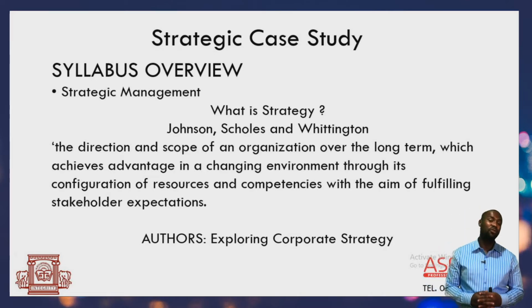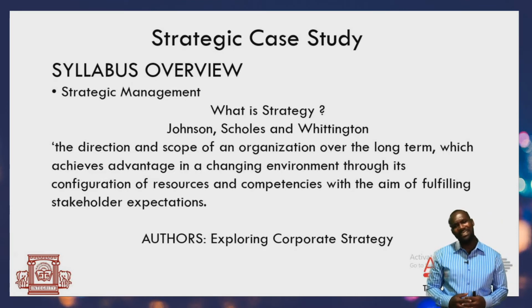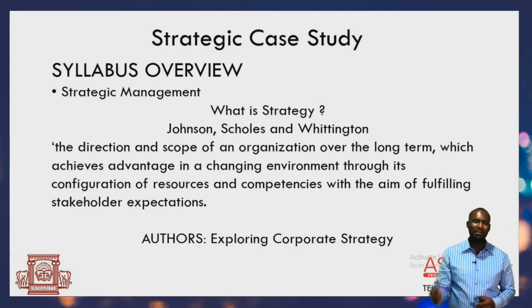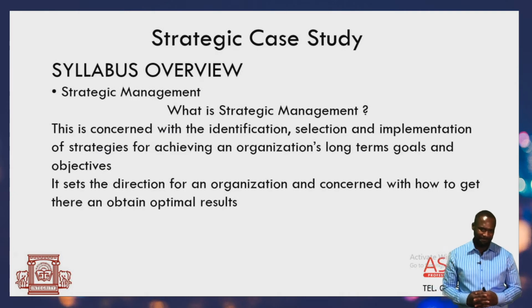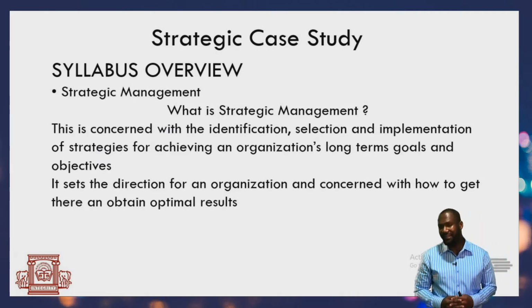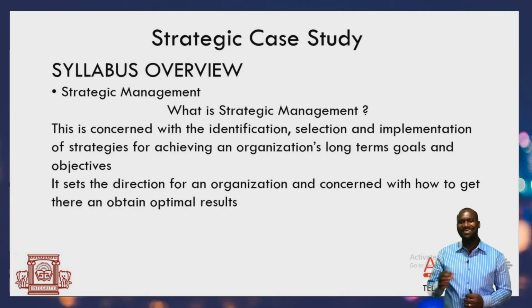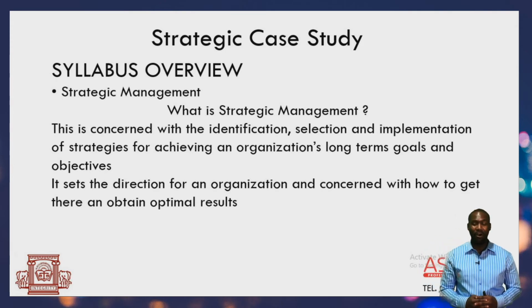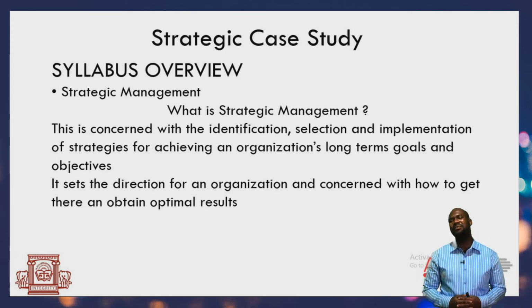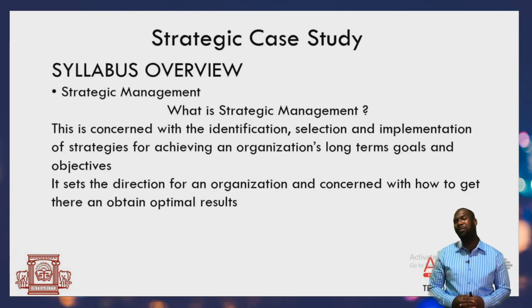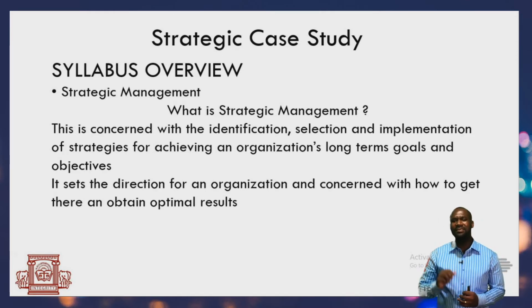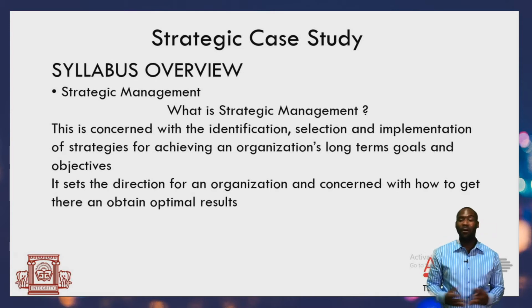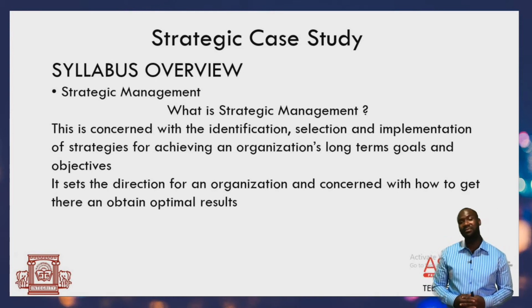Now that you've understood what strategy is, let's add the word management to strategy. So what is strategic management? It is concerned with three main things: to identify, select, and implement strategy, all with the aim of achieving an organization's long-term goals and objectives. So those are the three important things we are looking at when it comes to management of strategy: to identify, select, and implement the strategy, all with the aim of achieving long-term goals and objectives.